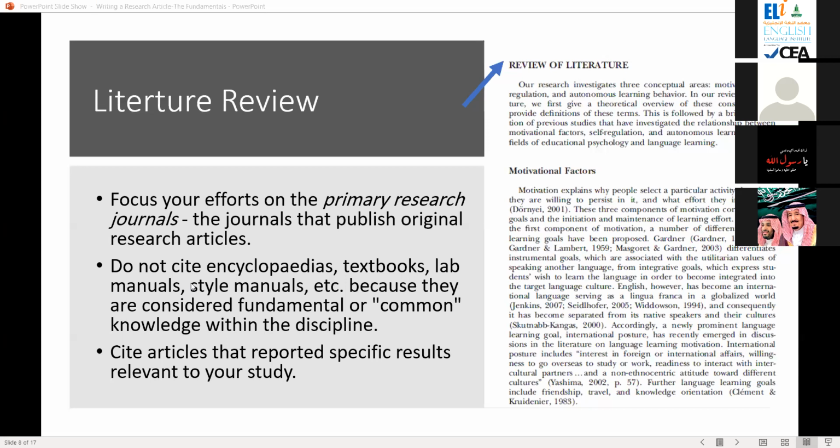Is whatever I'm writing, whether it's in the literature review, whether it's in the results or discussion, does it relate to the literature and to the research question? And therefore it would make your writing, whether it's an assignment, a research article, a dissertation, or a thesis, cohesive and it would make sense.